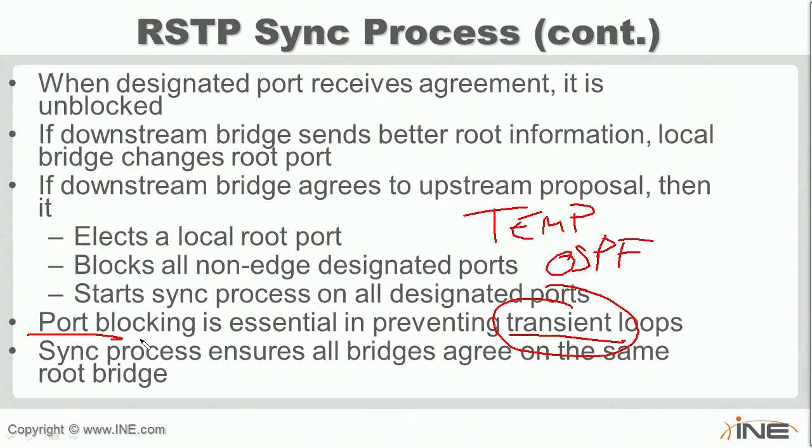So by temporarily disabling the interfaces, this is what we're preventing with this, is that there should not be a temporary loop, or there shouldn't be a transient loop, because they have to agree to the synchronization process before you're actually allowed to send the traffic out.